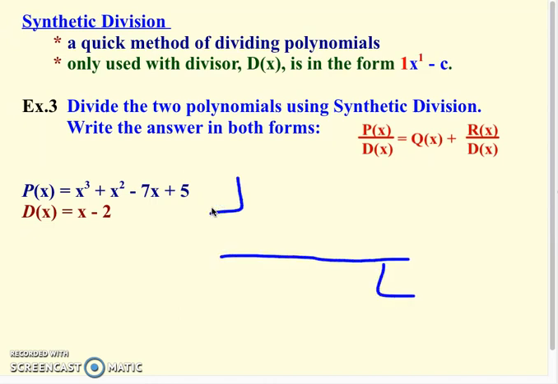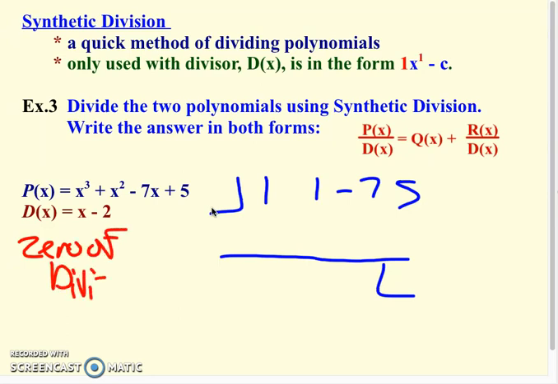Basically, here's how it works. You're going to list out your coefficients from every term. So that's a 1, 1, -7, and 5. In the little half box up here, what I'm going to put is what's called the 0 of the divisor. And the 0 of the divisor would be 2. In other words, what's the value that would make that expression 0?